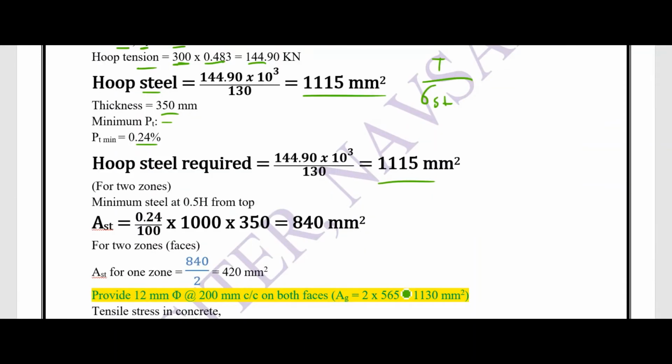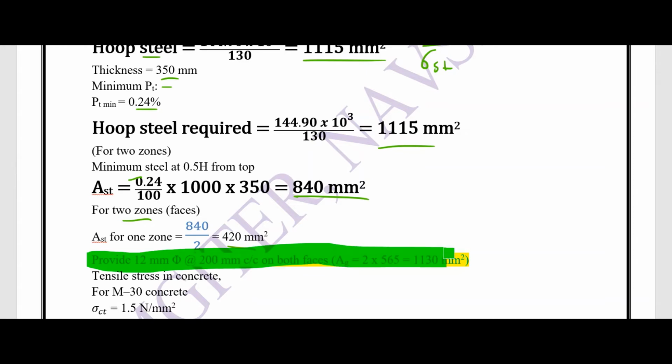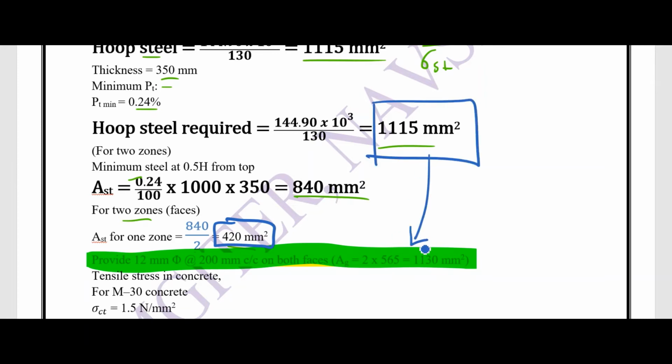For the 2 zone 0.5h, 0.24%, so 840 mm square. For the 2 zone faces 420 mm square. So provided 12 mm dia at 200 mm on both faces. Okay, here 420 mm square is a minimum, but we require 115 mm square. So we design for the 115 mm square, right?